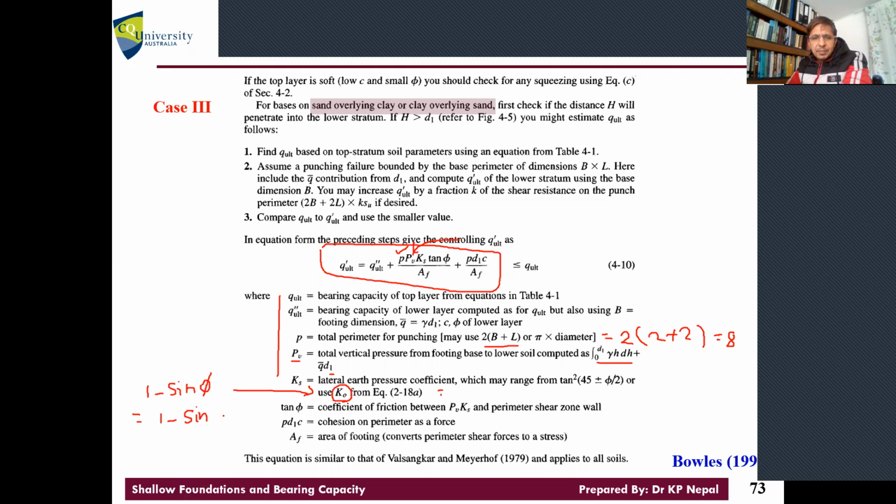Sin 34, so it would be how much? Can you compute K naught? We are computing Ks now. So 10 phi, we already know, area of the foundation. P is what we already computed, and the D1 is 0.6. C is the coefficient for the second layer, and the area of the foundation. Yeah, easy. Come on. Can you put that now?